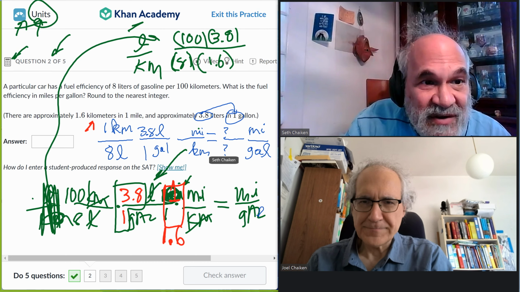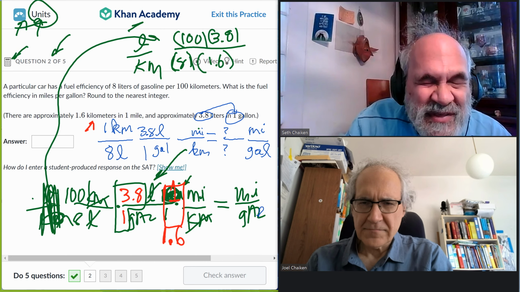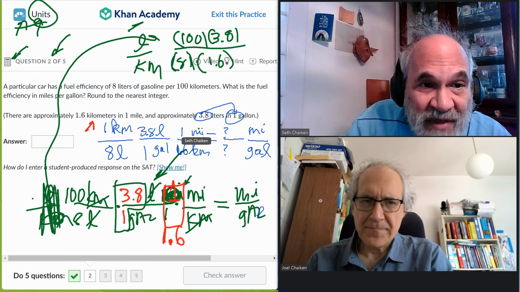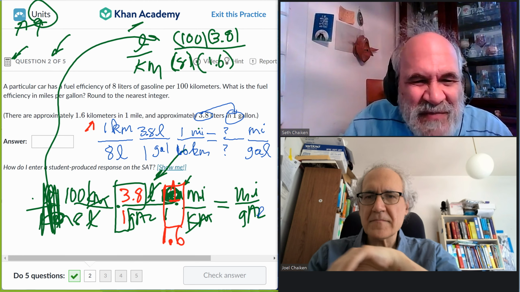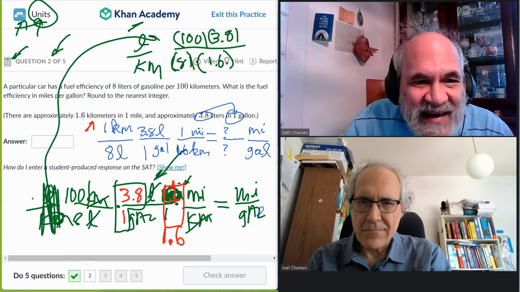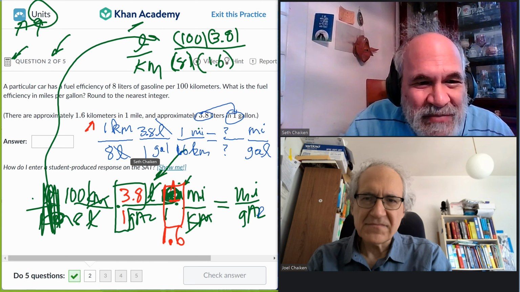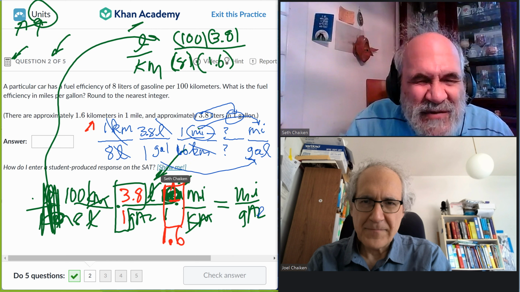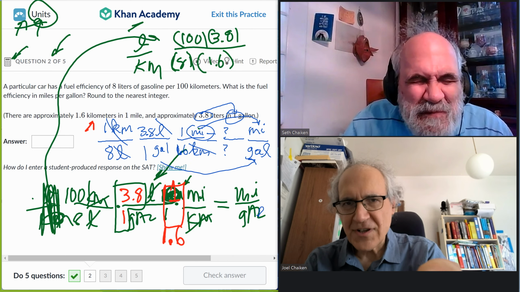How many miles in a kilometer? Well, they don't tell us. But they tell us how many kilometers in a mile. It's 1.6. Right. 1.6 kilometers in 1 mile. So that is the unit conversion expression. Observe that the units cancel. Liters cancels with liter. Kilometer cancels with kilometer, and we're left with miles per gallon. That's right. And now we just have to do the math. Except that this is actually a 100.